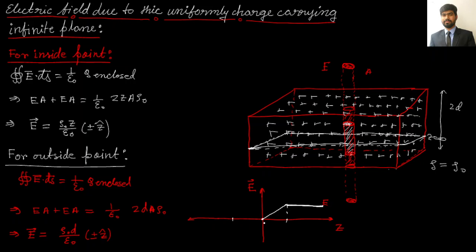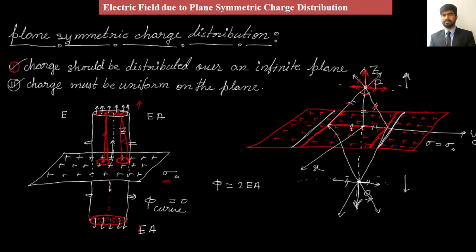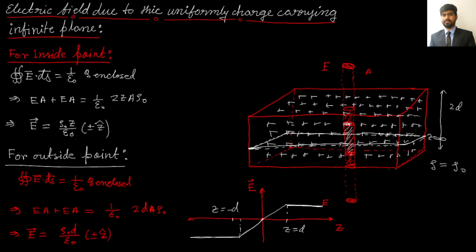And in the same way on the other side from the mid layer, z equals 0, up to minus d it will increase, and then after the z equals minus d surface it will be constant. Okay, so this will be the variation of the electric field. So this is z equals d, and this is z equals minus d. Okay, so I hope you understood how to calculate the electric field for a plane symmetric charge distribution.